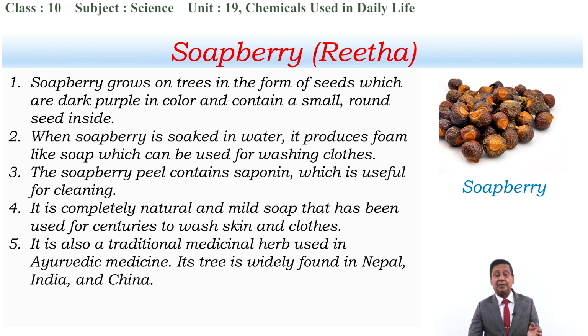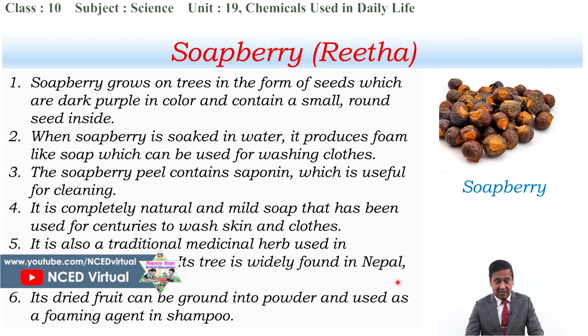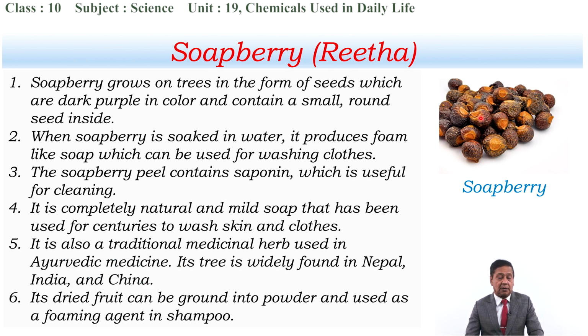Its tree is widely found in Nepal, India and China. Its dried fruit can be ground into powder and used as a foaming agent in shampoo. Dried fruit means the fruit part, the outer part, and when this outer part is crushed and ground, we get the powder, and this powder can be used in shampoo to produce foam. Okay, this is the information about the Rita soap berry. This is one of the interesting cleaning agents which is still being used in the villages.